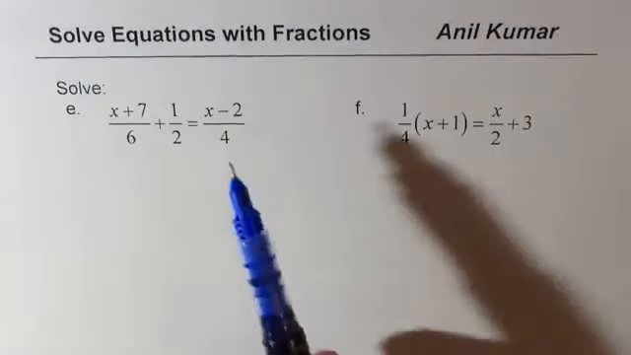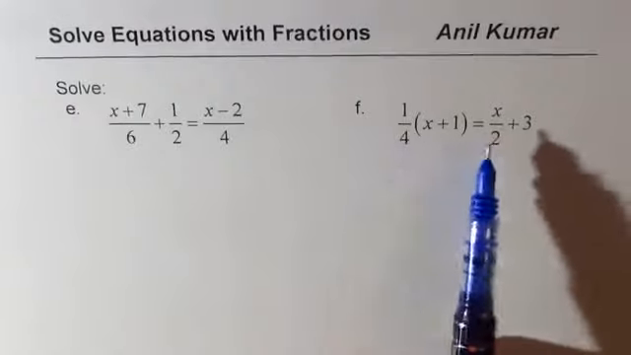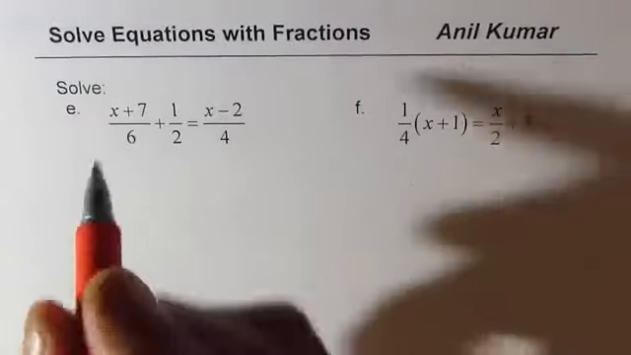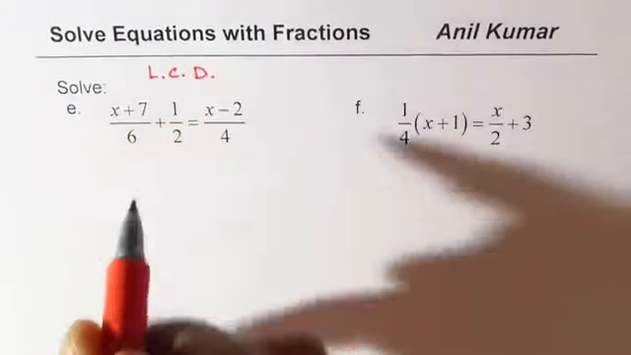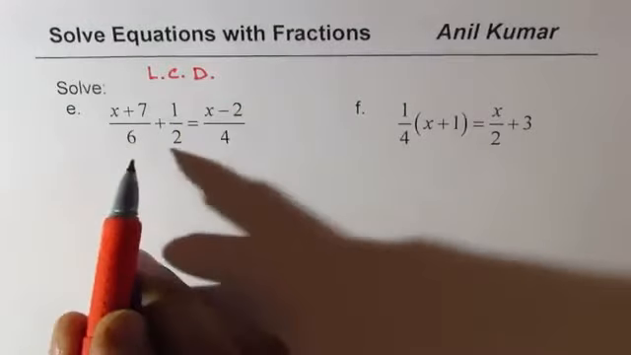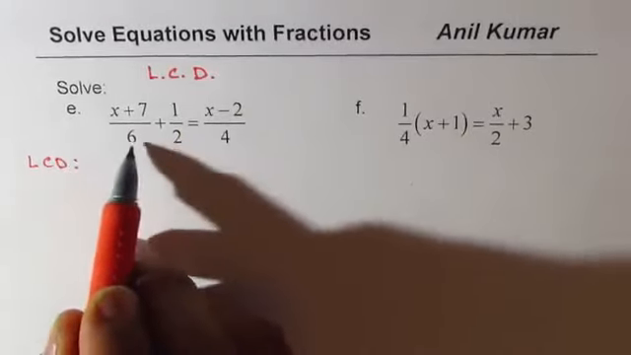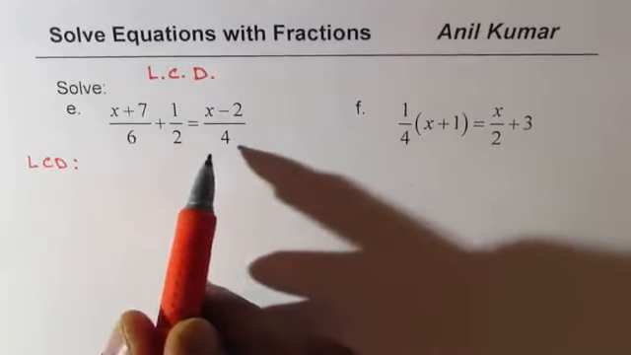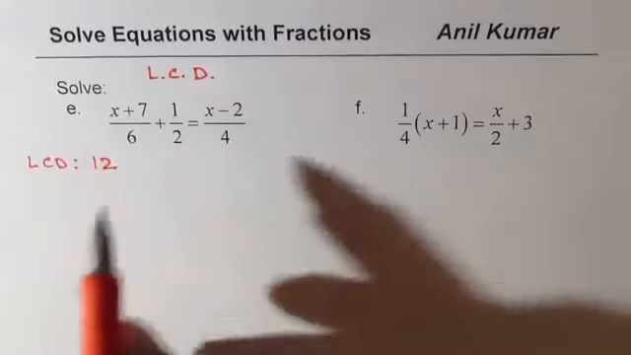So in these two questions, we again have 3 terms, not just 2 terms, right? So what do you expect? In this case, we have to find the lowest common denominator, right? So let's find the lowest common denominator. The lowest common denominator of 6, 2, and 4 is 12, right? Now, for some of you, how do we figure this out?